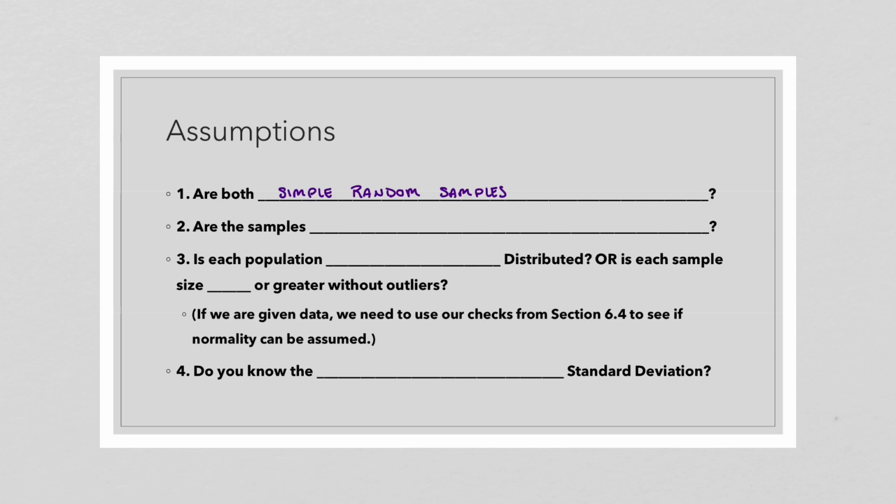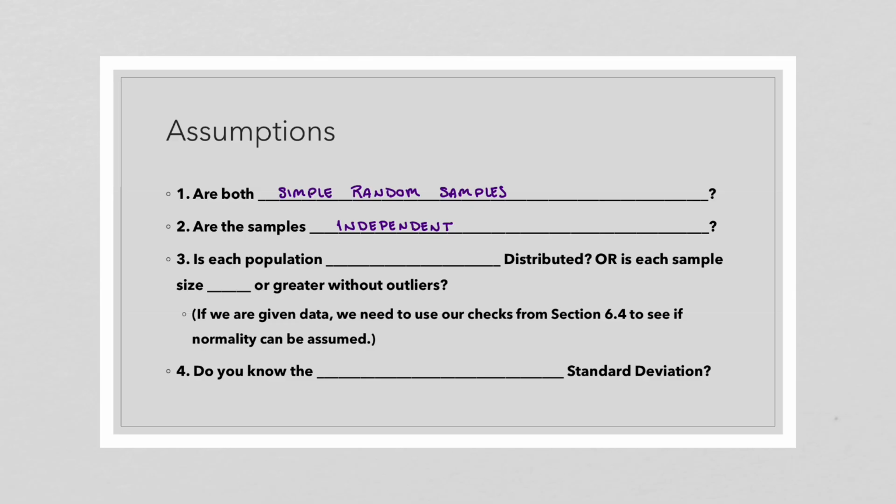After that, we can ask ourselves, are the samples independent? If you look back to section 9.2, this step was, are the samples dependent or matched to each other? So really what you can do now that you will have gone through 9.3 and have already gone through 9.2, you can now just adjust this question to ask yourself, are the samples independent or dependent of each other?